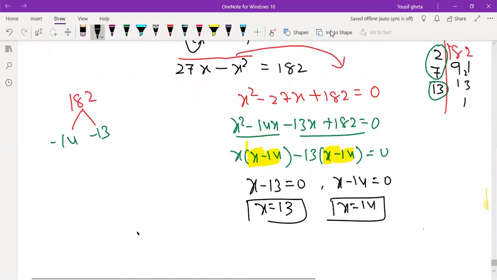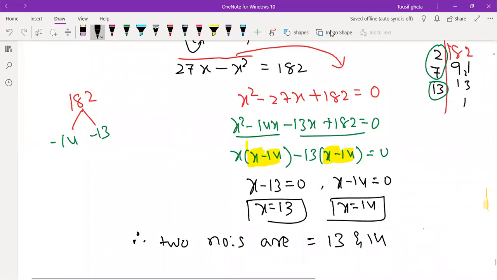Therefore, the two numbers are 13 and 14. Both the numbers are 13. Are 14 and 13 what you wrote? Are 13 and 14, both are the same? Okay.